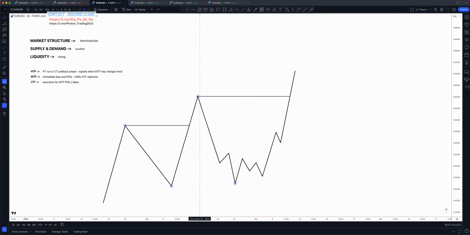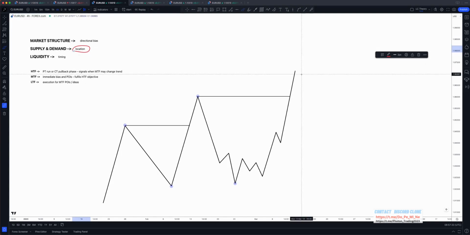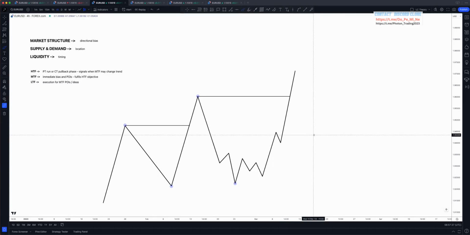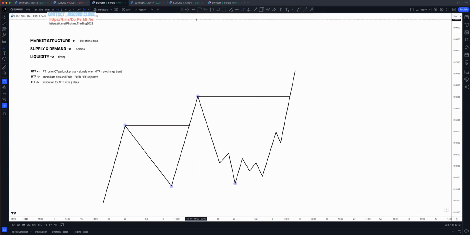Nice and simple. Once we have our directional bias, the next thing we want to be doing is looking for, okay, we're bullish, but where is the area in which we can play that bullish idea? We're not just going to buy straight away. We want to look for where we're going to time that directional bias and time that idea. So this is where we use supply and demand.